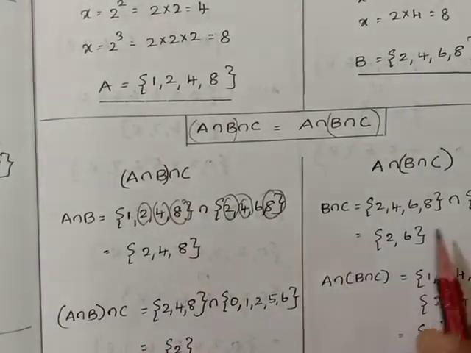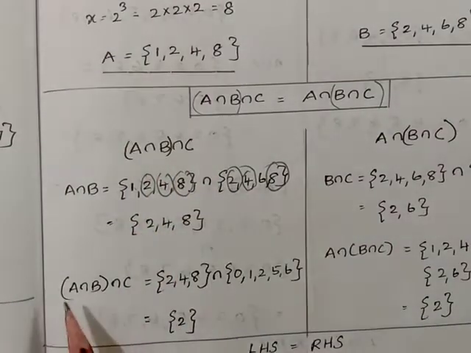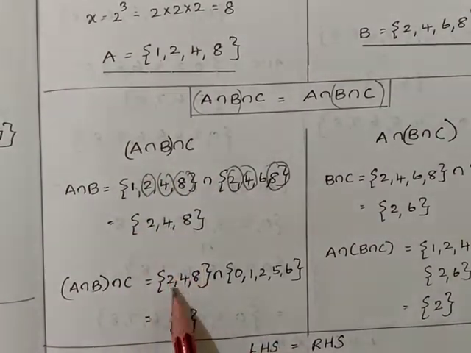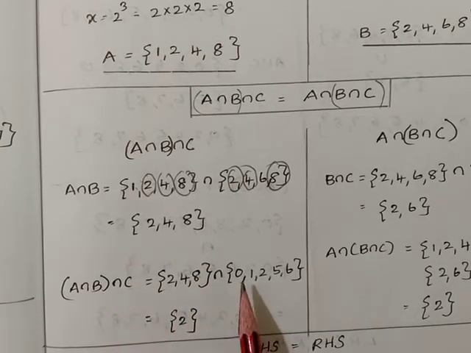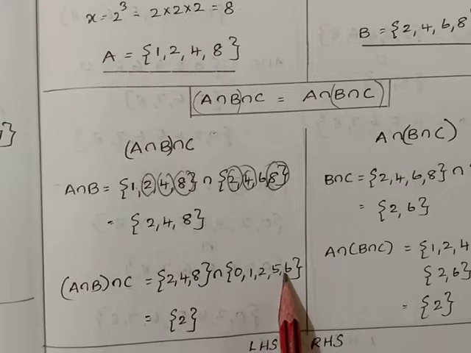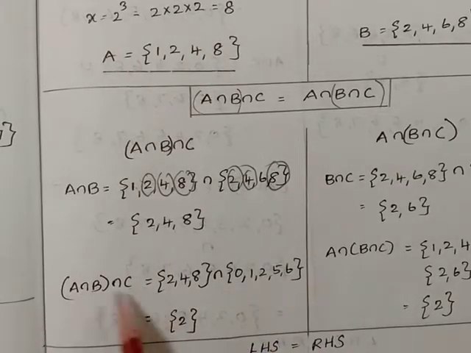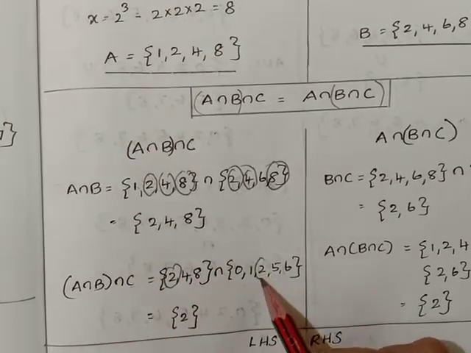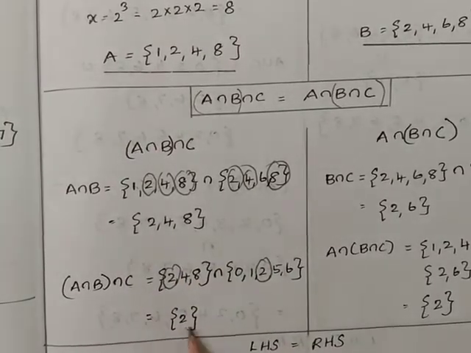2, 4, 8. Now we'll write the whole term (A ∩ B) ∩ C. A ∩ B answer is 2, 4, 8, and the value of C is 0, 1, 2, 5, 6, given in the question. The relationship between A ∩ B and C is intersection. Intersection means the common elements. We'll circle and write down those elements. So the answer is 2.